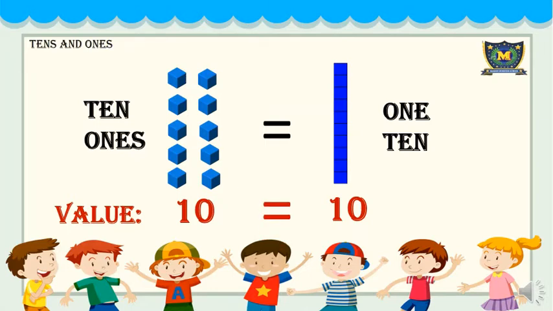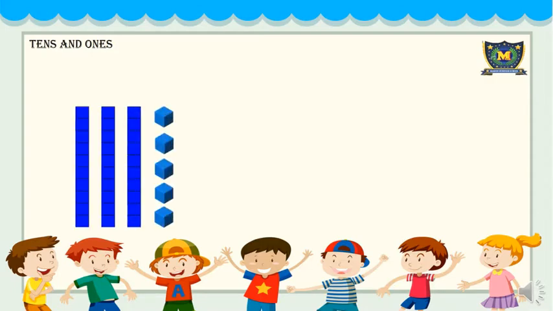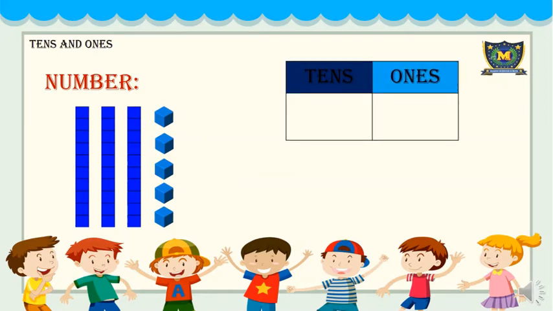Now let us create a number using units and rods. Okay, set. Now, we will know what number is formed by the blocks we arranged. To know the number, let us first count the number of ones and tens, then we will put them in the number chart. Let's start on ones. We have here 5 ones. And for tens, we have here 3 tens.